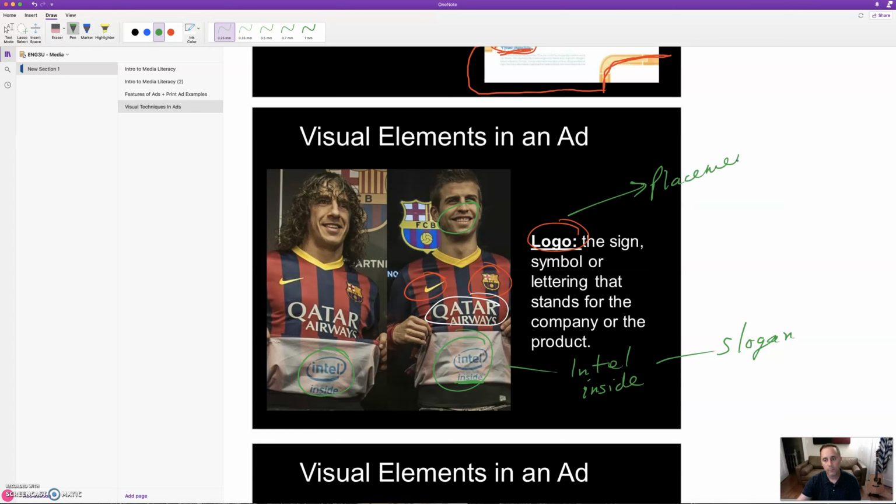So what we're thinking about here is placement of a logo or a symbol. Okay, so it gives it a double meaning.